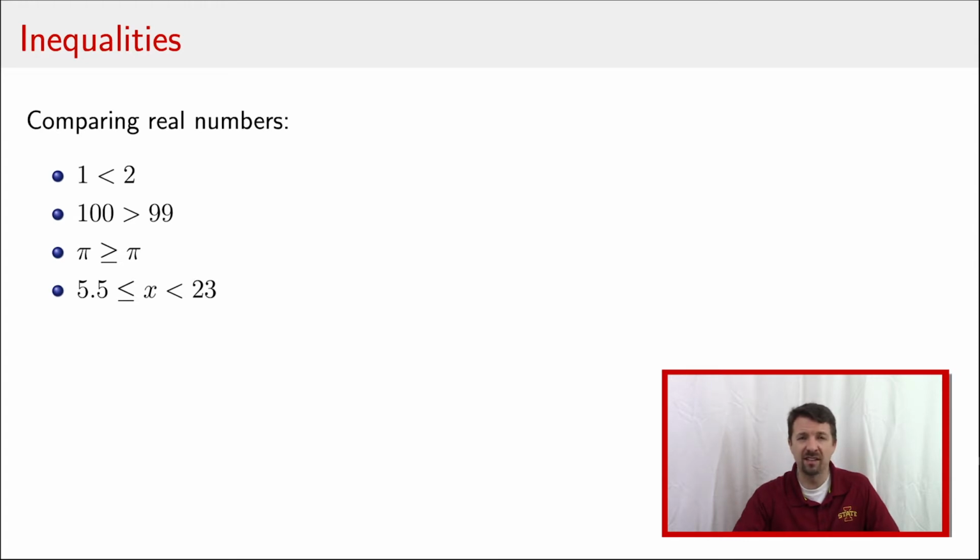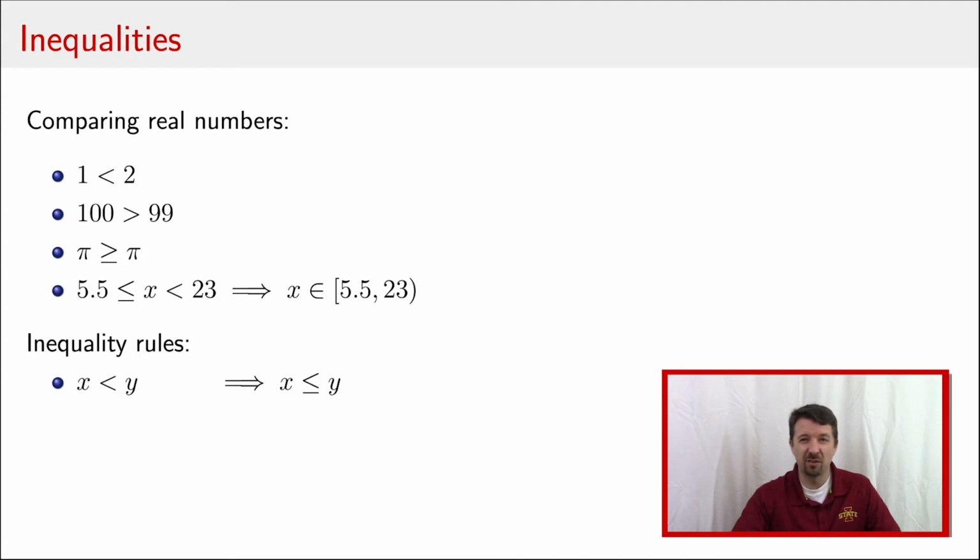Now, using the notation we had last time, there's another way that we can write this set. We can write it as x is in the half open interval 5.5 to 23, where that half open interval includes the endpoint 5.5. This arrow symbol, the double lines with the arrow on the end, represents implies. So the statement on the left implies the statement on the right.